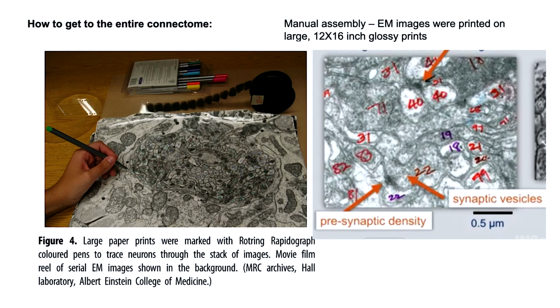Okay, so what they did, they printed these things, and they got the other sections on films, these negatives, and they took the picture and projected it on the next one on top of it, and layer by layer they built the whole connectome.